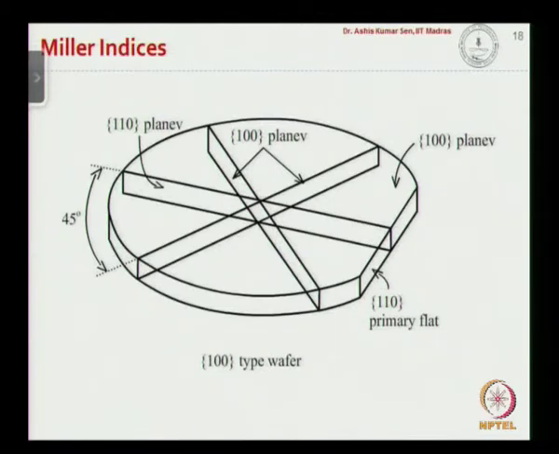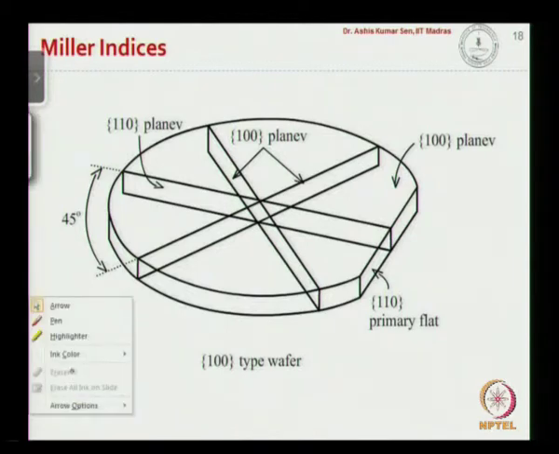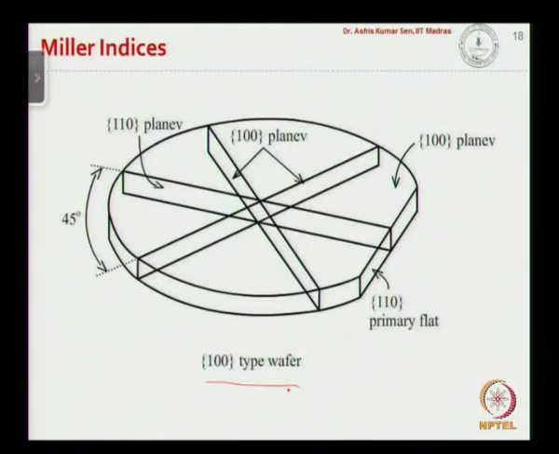Now here we just take a 100 wafer, and here we define different planes. In a 100 wafer, the primary flat is shown here. This is the 110 plane. This flat is a 110 plane, and then perpendicular to this plane we would have another 110 plane, and at an angle of 45 degrees to the 110 plane we would have two 100 planes. So these are the planes.